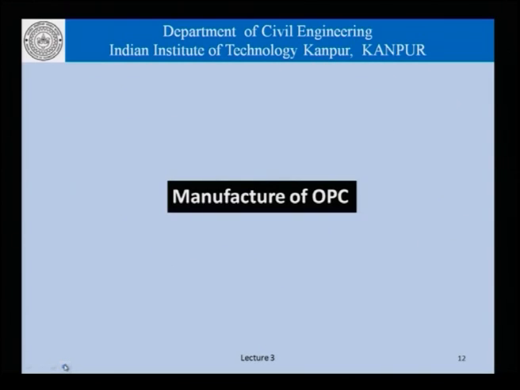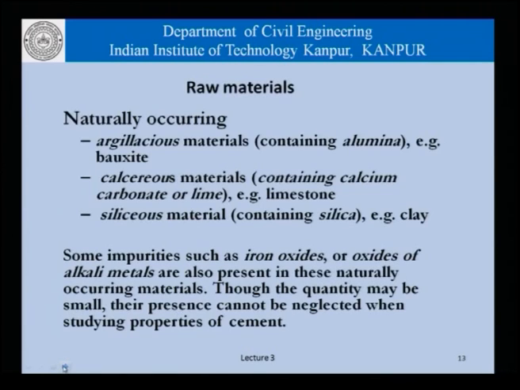Now, coming to the manufacture of ordinary Portland cement, it consists of argillaceous materials containing alumina, and bauxite is a common source, calcareous materials containing calcium carbonate or lime, limestone is mostly used, and siliceous materials containing silica, of which clay is the usual source. These constitute the bulk of the raw materials for ordinary Portland cement.